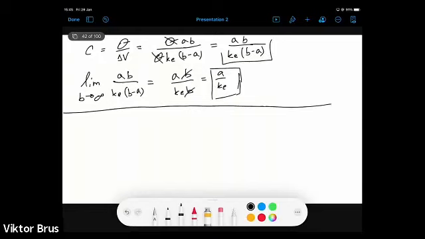Now we need to consider how capacitors can be connected, and we will just describe it today.